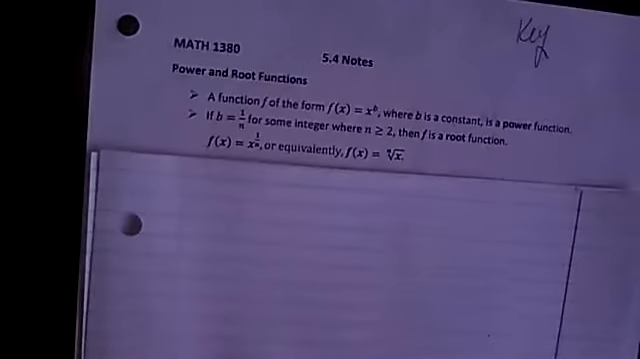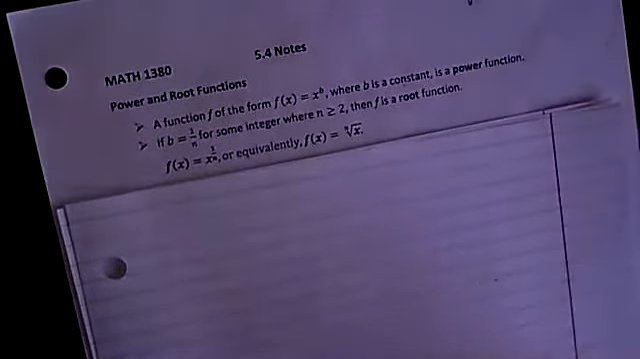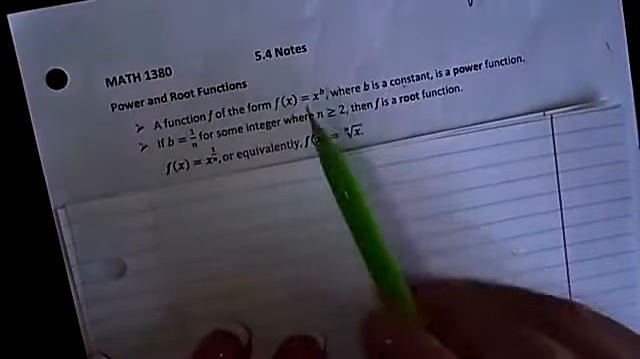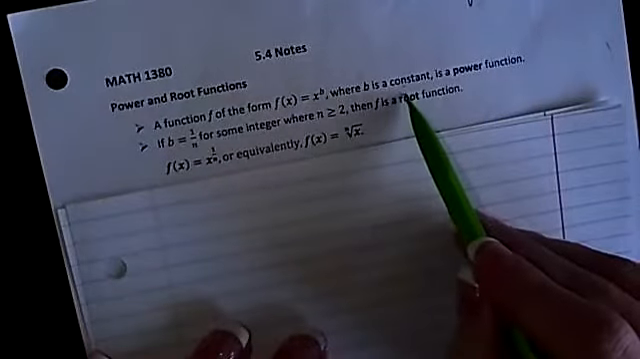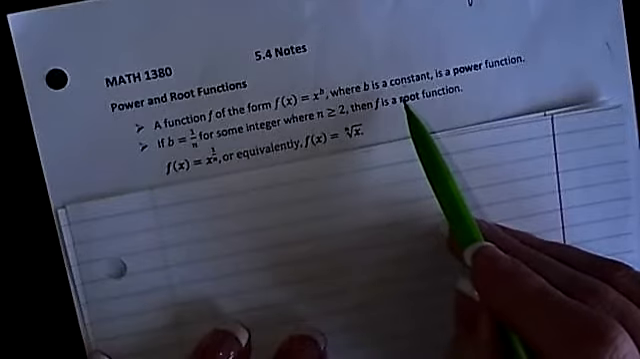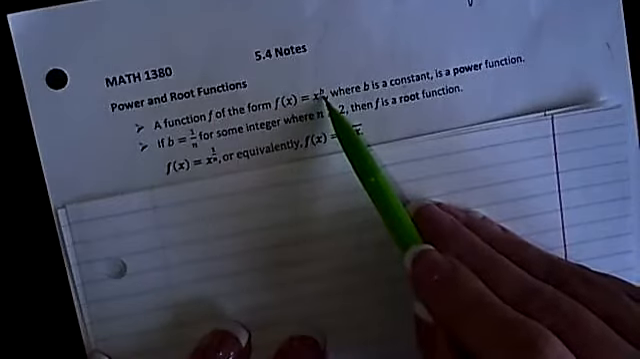All right, so we're going to be talking about power and root functions today, section 5.4. So when a function is in the form of x to the b power, where b is a constant, and remember, a constant is just a number without a variable, then that's considered a power function. So keep thinking about we're taking it to a power, that's a power function.